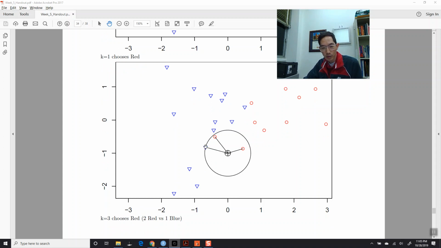This is the closest, third closest one, and so there's 3 here. 2 are red, 1 is blue, and so we're going to classify this point as red as well. Okay, 2 red, 1 blue.